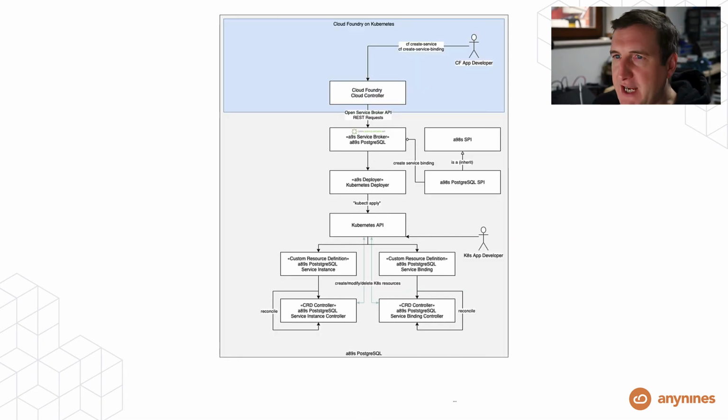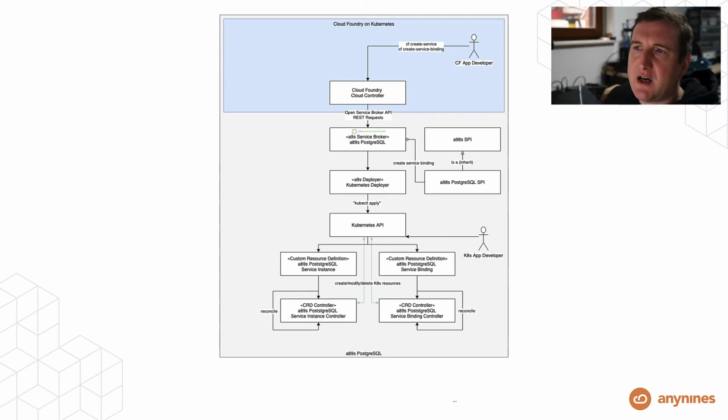So let me share an exemplary design draft with you. In this case, you can see there's a create service command uttered by a Cloud Foundry application developer. You can see him at the top. There's a cloud controller that will listen to that request and pass it along to a registered service broker. In this case, it's an anynine service broker for Postgres.